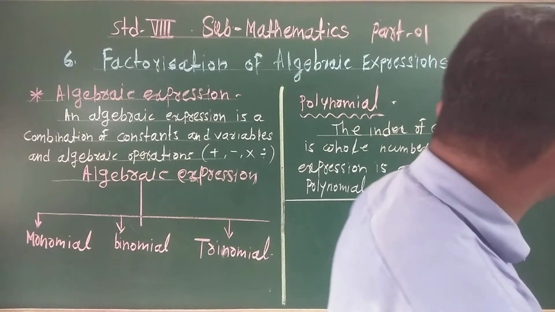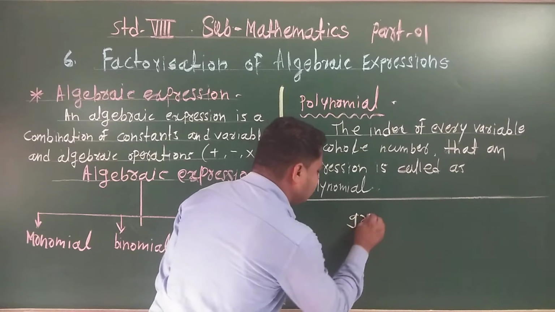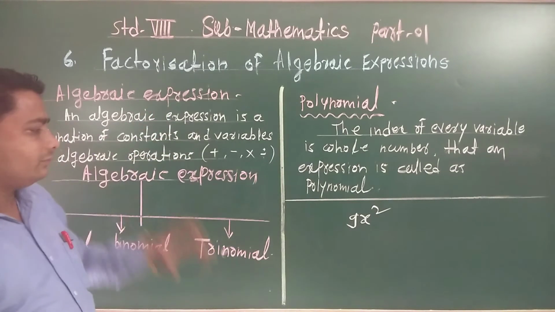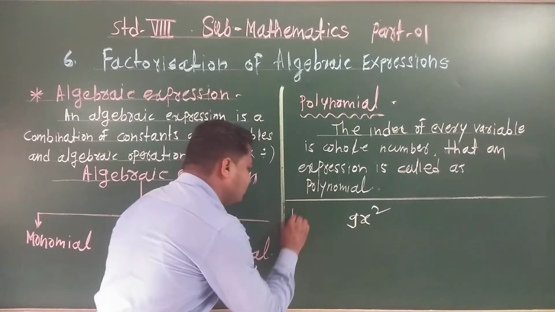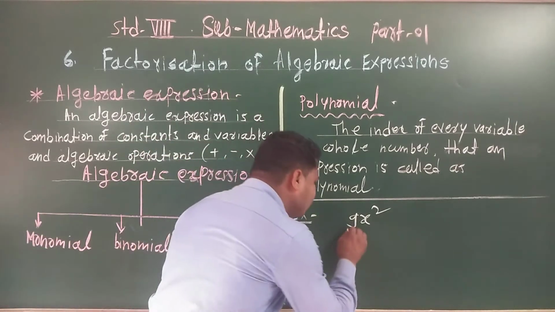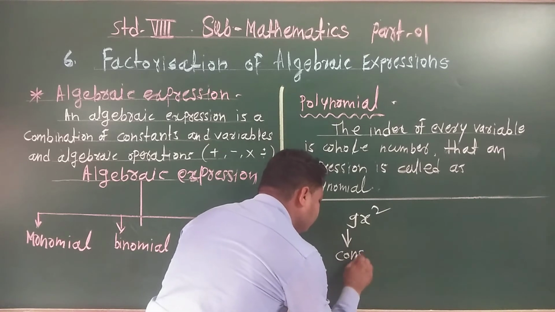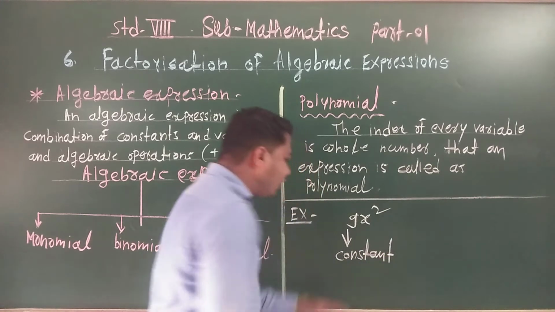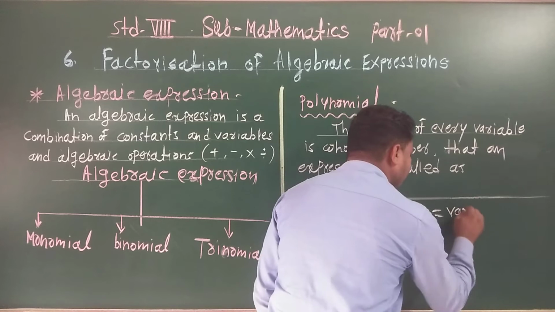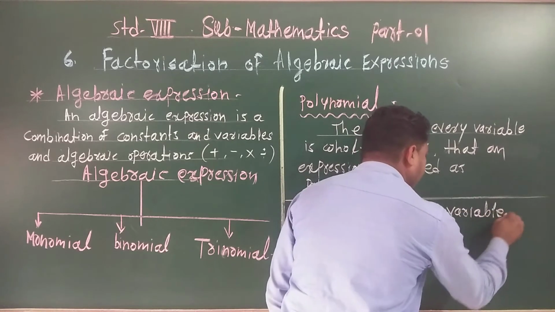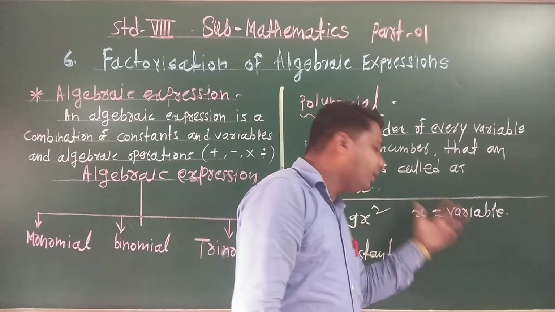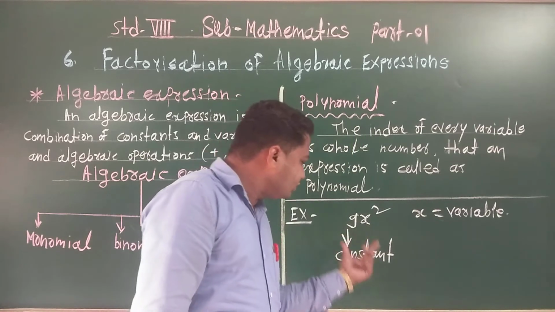For example, 9x square is an algebraic expression. In this example, 9 is called the constant and x is called the variable. So 9 is called the constant, x is called the variable.